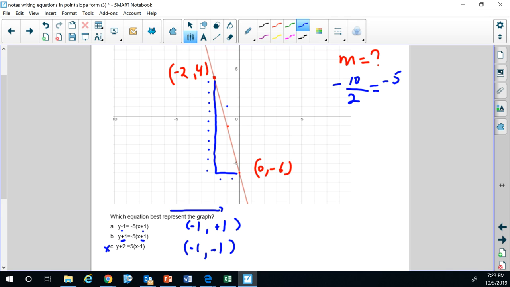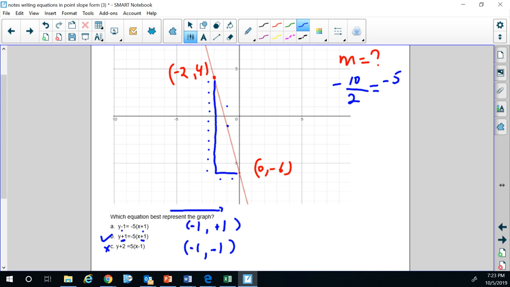Let's see if negative 1, negative 1 is on the line. I go across 1, and I come down 1. And guess what? Negative 1, negative 1 is on the line. Therefore, B is my answer.